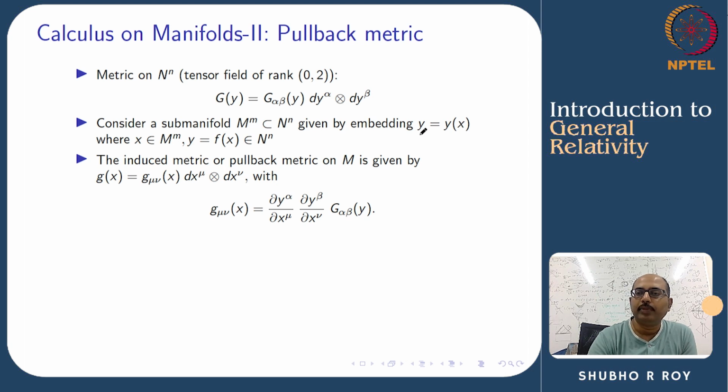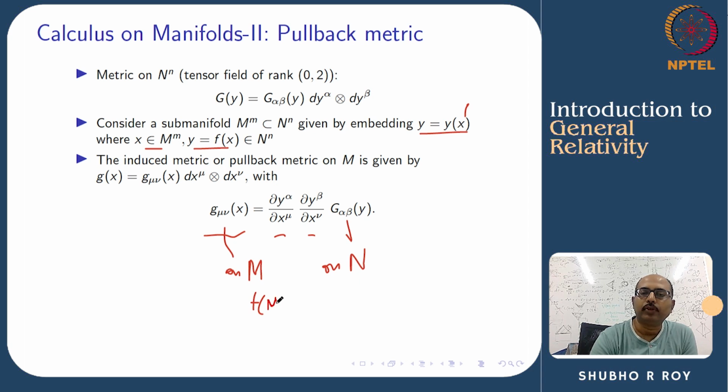So let the embedding map be this smooth map. y is a function of x. So x is a point on the manifold M, y is the image point on N, and this is the smooth map. Once this is given, it's very easy to write the Jacobian factors and contract them with g alpha beta, and you get the metric on M. So this is the metric on N, and using the pullback, we got a metric on M. Whether you call it M or f of M, they are diffeomorphic to each other, so we consider them to be the same thing.